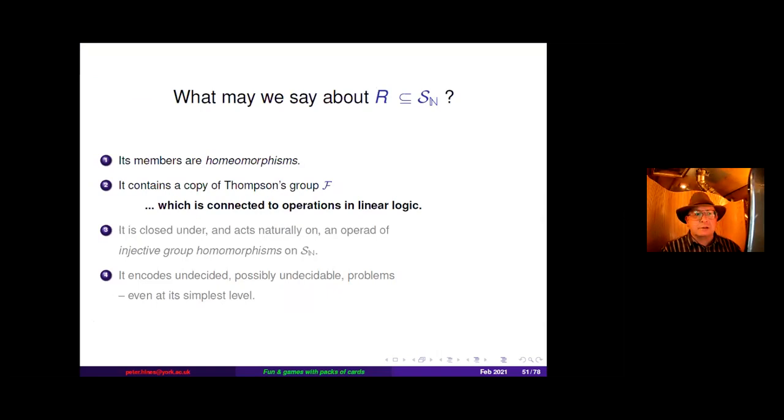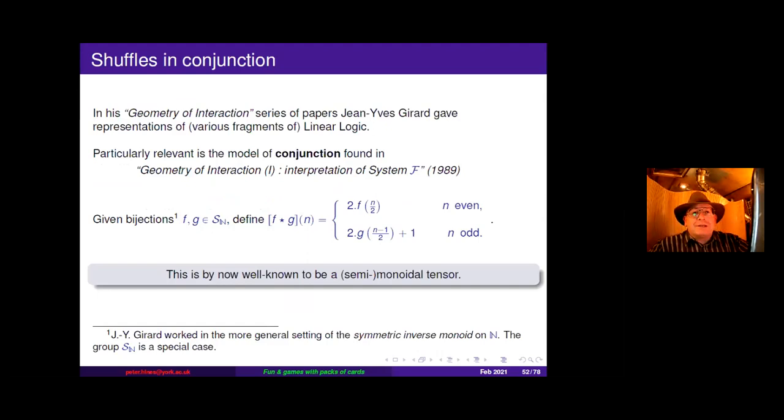So Jean-Yves Girard, in his Geometry of Interaction series of papers, gave a representation of various fragments of linear logic. And the relevant one for us is the model of conjunction found in his first Geometry of Interaction paper, Interpretation of System F. The use of F is entirely a coincidence of notation between two different fields. And the way this works is, we've got bijections F and G in the symmetric group on the natural numbers. We define another bijection, F star G.